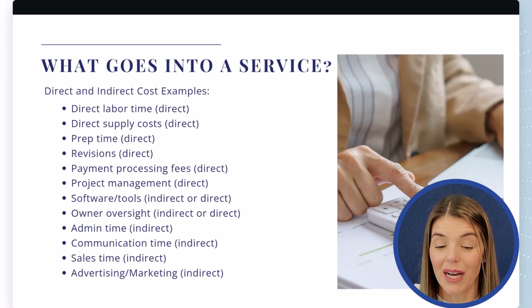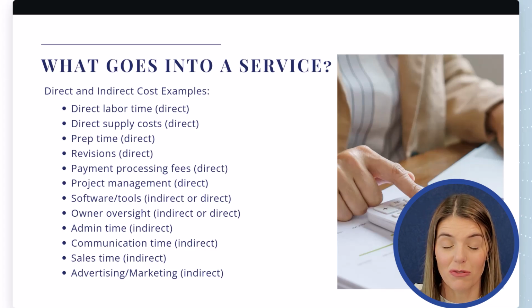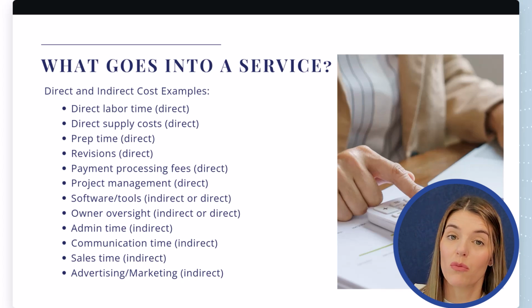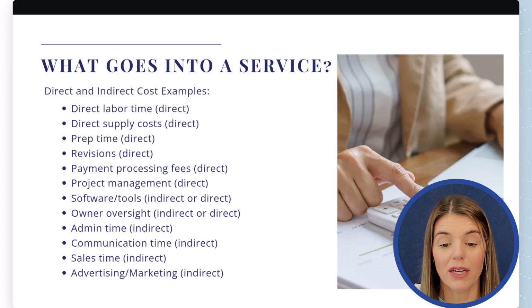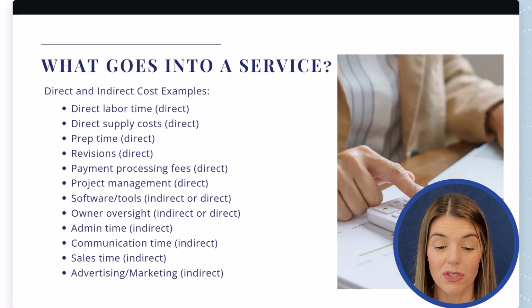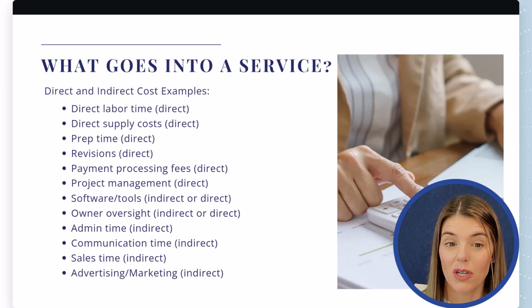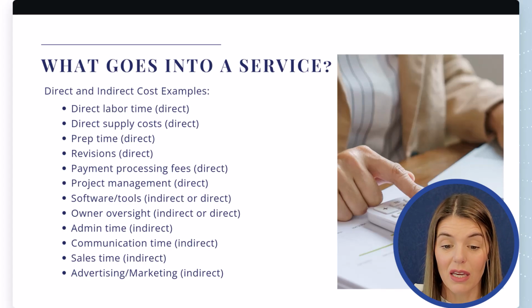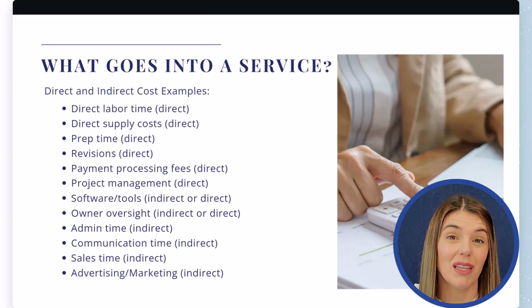Your direct supply costs. If I am a painter and I am painting as a profession, then the actual cost of my paint, my brushes, my rollers, even if they're disposable, all that stuff is direct supply costs. Things like prep time to get ready to do your work should be included. That's a direct cost. Any revisions of your work. Maybe you deliver your work to the client and then they say, hey, I want you to come back and do this another round. Any revisions that are part of your contract need to be put into thinking about what that time requirement could be, and that would be a direct cost.